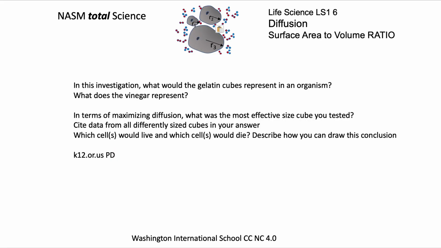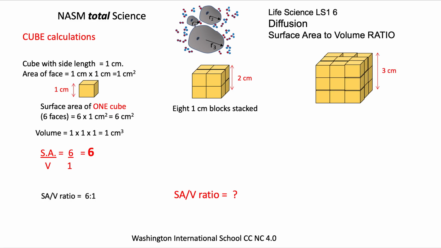So, what would the gelatin cube represent in an organism, and what does the vinegar represent? And in terms of maximizing diffusion, for the results you got, what was the most effective size cube that you tested? And write down the data as you answer that. So which cells would be able to survive and which cells would die, and state how you drew this conclusion.